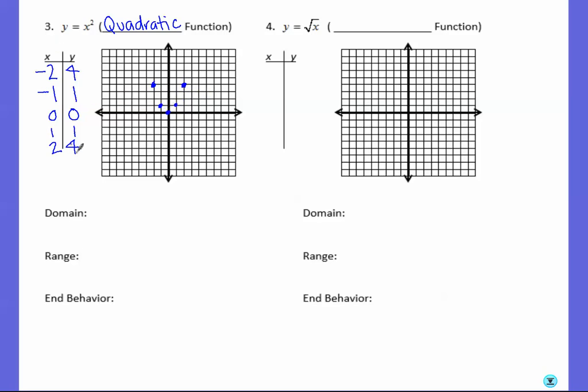Now, if we had -3 and 3 in our x values, what do you think our y value would be for those? If you guessed 9, you're correct, because 3 squared is 9, and -3 squared is also 9. So our quadratic functions make a U shape.